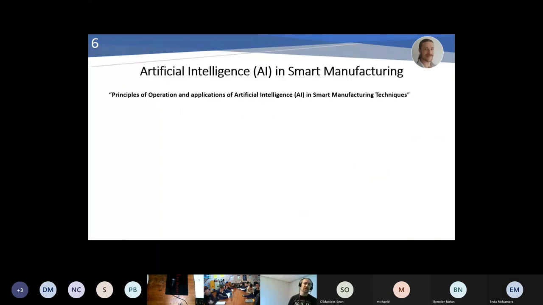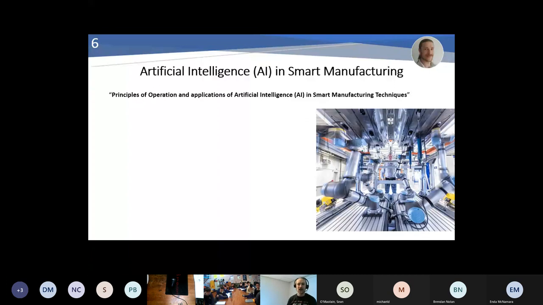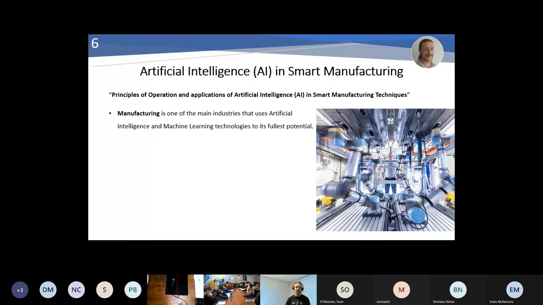So again, if we're talking about the principles of operation of artificial, let me rephrase that. This is the Leaving Cert actual quote: the principles of operation and applications of artificial intelligence in smart manufacturing techniques. So to tie those in a little bit, we've been looking at the industry revolutions and the smart factory stuff up to now. Let's try and tie that into manufacturing.